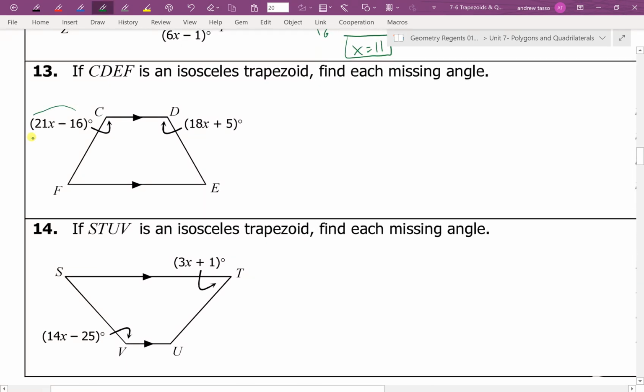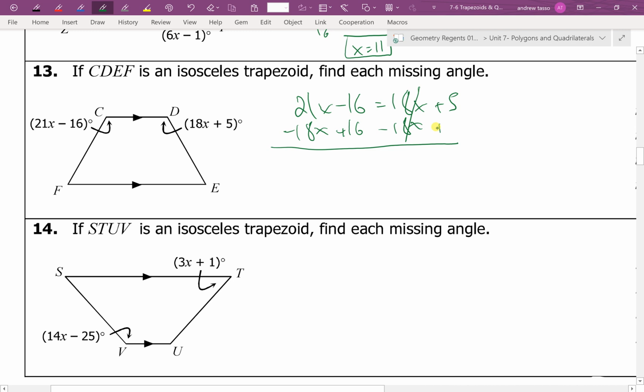Right, so these are going to be equal to each other, right? So we have 21x minus 16 equals 18x plus 5. Subtract 18x and add 16. So that gives 21 and 3x, so that when you divide you get x equals 7, right?